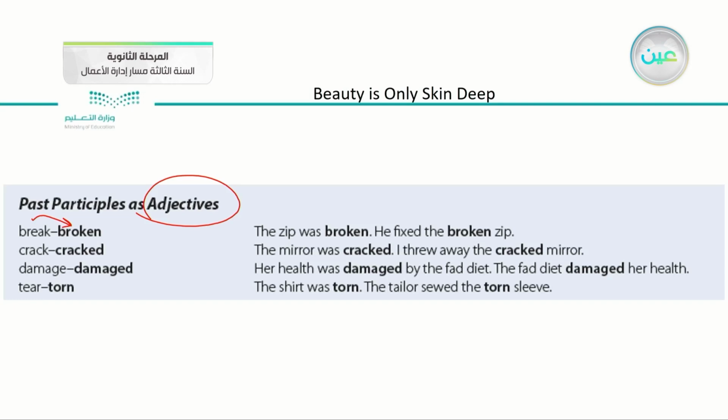In the first example, the zip was broken. He fixed the broken zip. So here the word broken is a past participle, but it's not a verb, it's an adjective. In the second example, the mirror was cracked. I threw away the cracked mirror. Also, the word cracked here is a past participle, but it's not a verb, it is an adjective. And we can say the same with the third and the fourth examples.